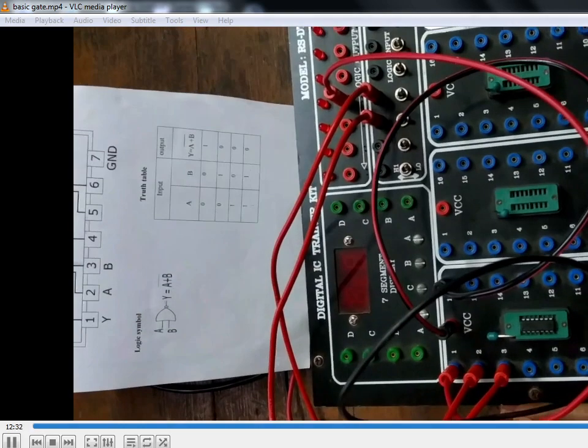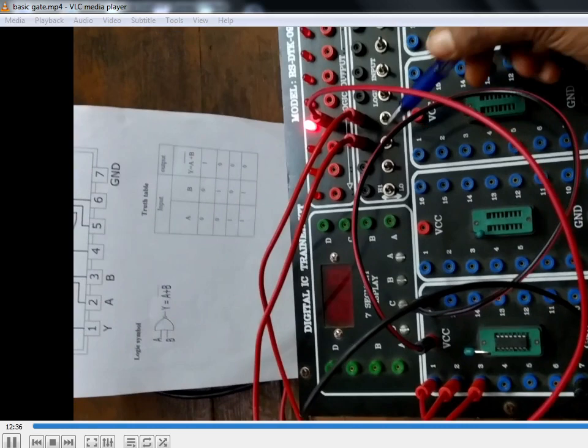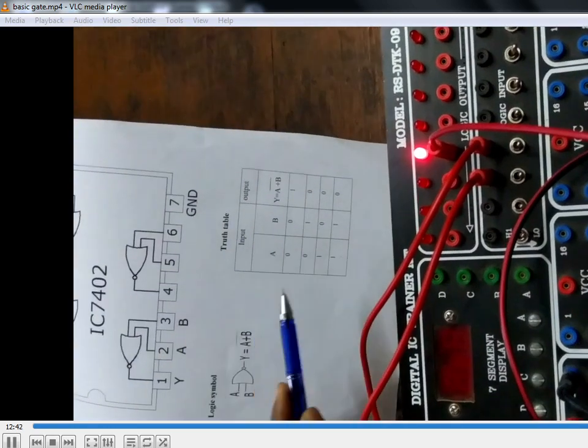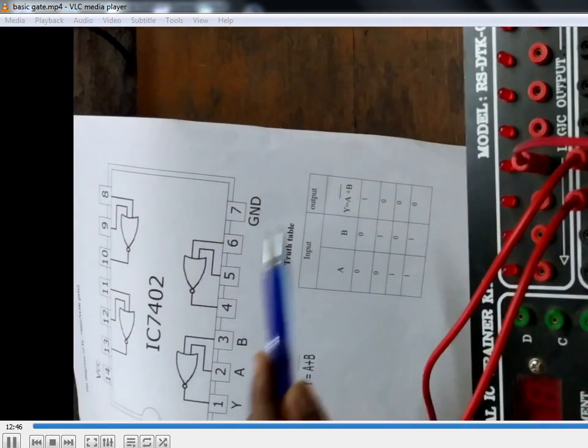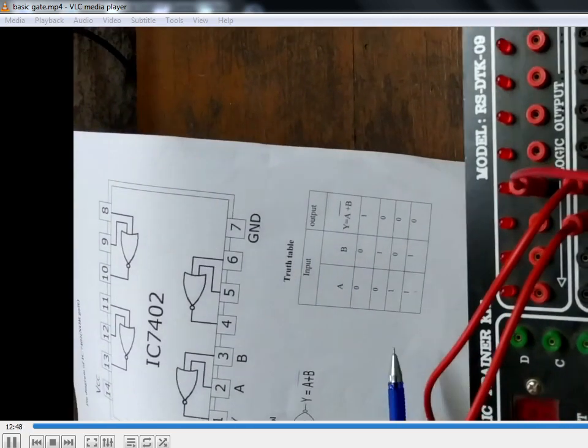Now switch on the IC trainer. Apply the different combinations of inputs through these switches. When both the inputs are 0, 0, the output is 1. When A is 0 and B is 1, output is 0. When A is 1, B is 0, the output is 0. When A is 1, B is 1, the output is 0. So this is the truth table verification of the NOR gate.